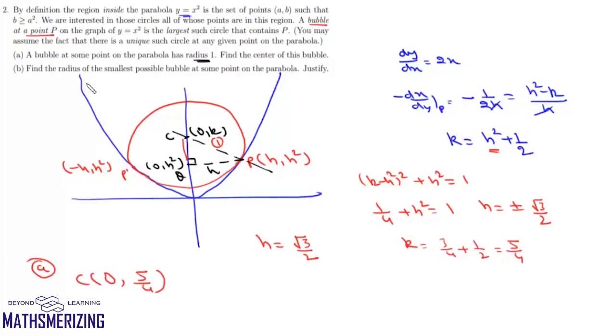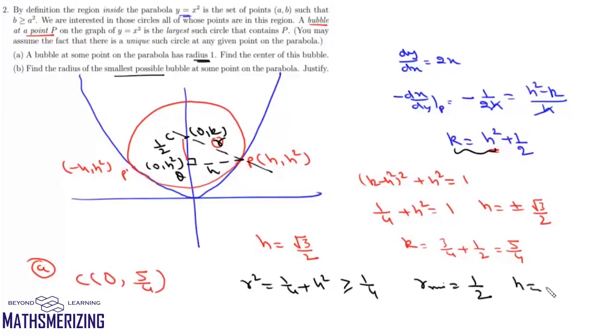Now what about its second part? Find the radius of the smallest possible bubble at some point on the parabola. Now from this normal condition, we have already worked out k minus h square is 1 by 2. So this distance between C and Q is fixed, and this value is 1 by 2. So we can write r square as 1 by 4 plus h square. So that means r square is always greater than or equal to 1 by 4. So the minimum value of r will be 1 by 2. And we'll get this minimum when the value of h is 0. So the smallest bubble will be at the origin, and its radius will be 1 by 2 units.